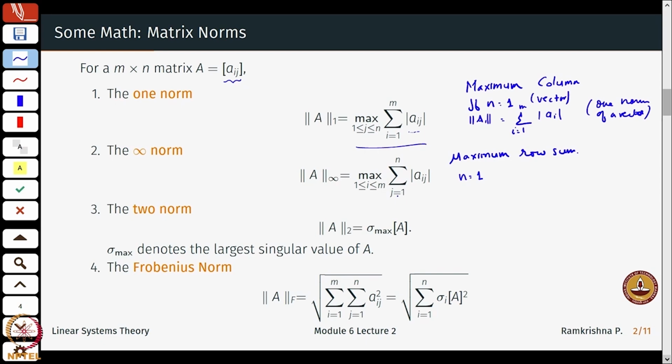Next is the notion of a 2 norm. The 2 norm is defined in the following way. The 2 norm of A is just the maximum singular value of this matrix A. And the last notion is that of the Frobenius norm, defined this way. We will not use much of this in this course, but it is nice to know some definitions.